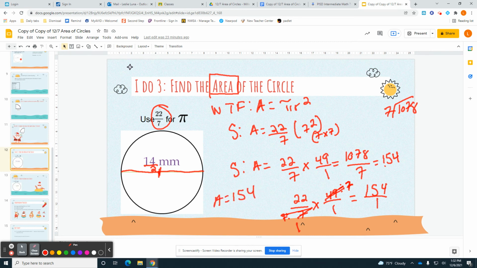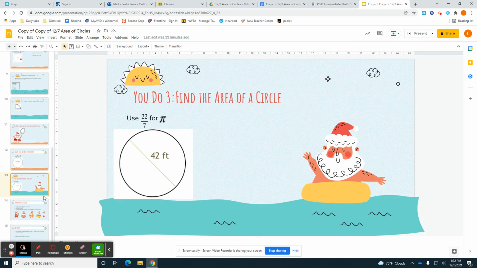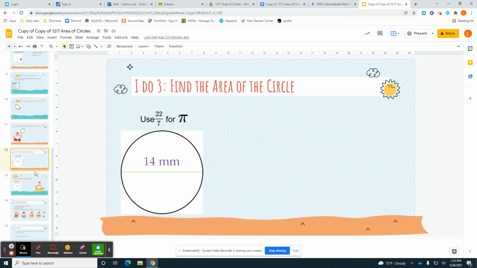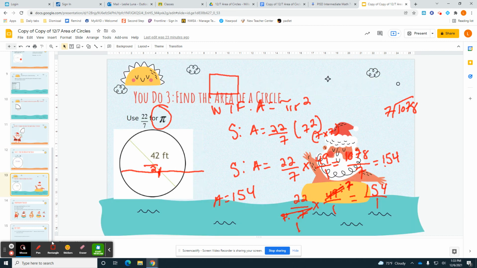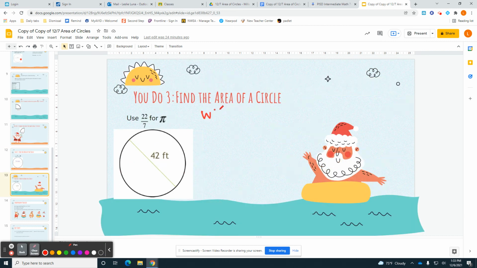Okay, so now you are going to do this one on your own. This is the you do, and it is the same steps as the previous one that we just did together. Okay, just with different numbers. So you're going to go ahead and write the formula, substitute, and solve. Remember you're using 22/7, so you're going to write your formula. A equals pi r squared, and for pi you're going to use 22/7, and then your radius.